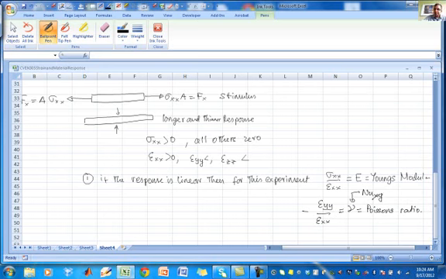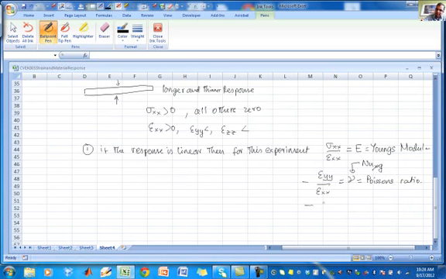Similarly, minus epsilon zz over epsilon xx is also nu, also Poisson's ratio. So that's what we will get.